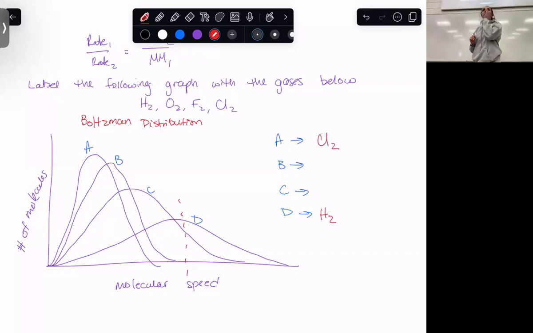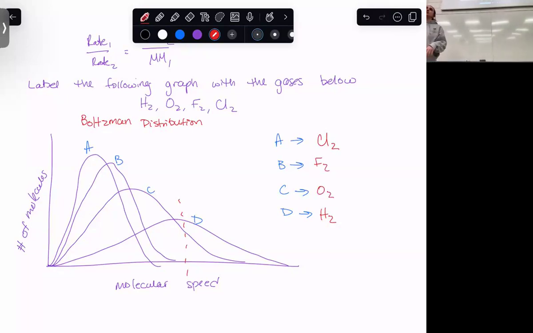One really good thing about a fill in the blank or multiple choice question like this is that you have two extremes. You have A and you have D. So make sure that you take your two extremes, your highest and your lowest, and put those at the extremes. In this case, the more spread out is going to be your lightest one, and the most peak-like is going to be your heaviest one. What is heavier, oxygen or fluorine? Fluorine, so is that going to be B or C? That'll be B, and oxygen will be C.